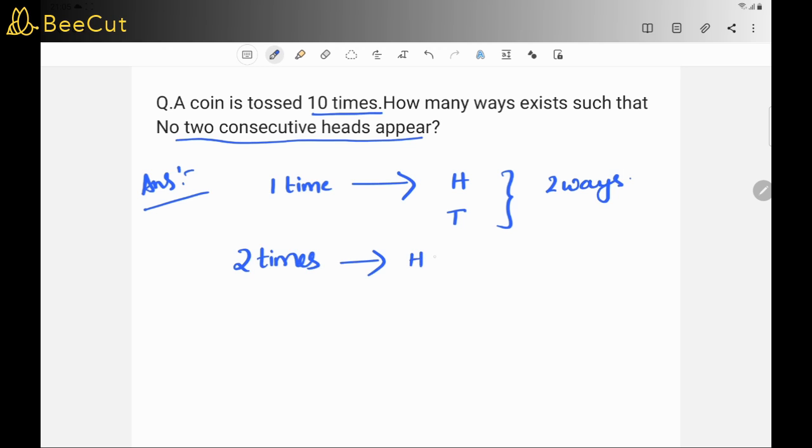Now if it is tossed 2 times, I can get a head followed by another head, tail followed by another tail, head followed by a tail, tail followed by head. Now the question says that no 2 consecutive heads appear. So this is out of the picture. So this is total 3 ways.